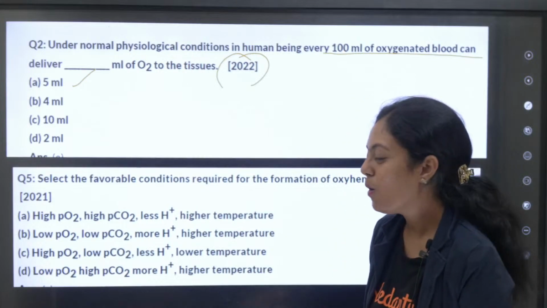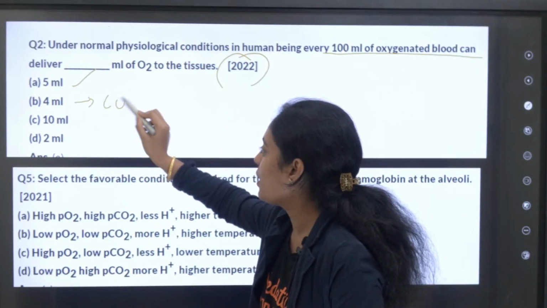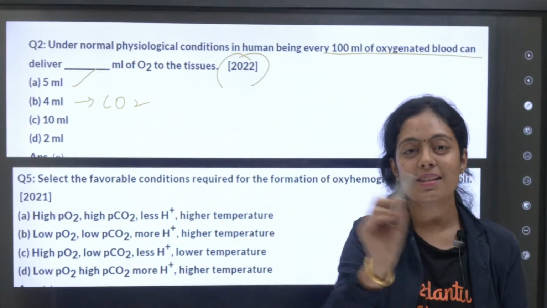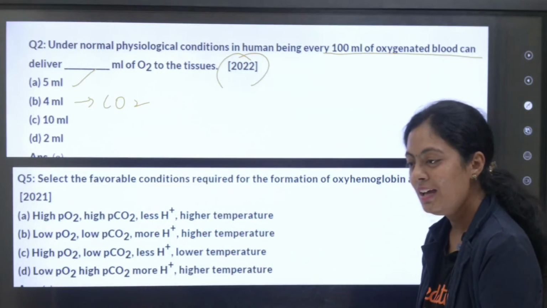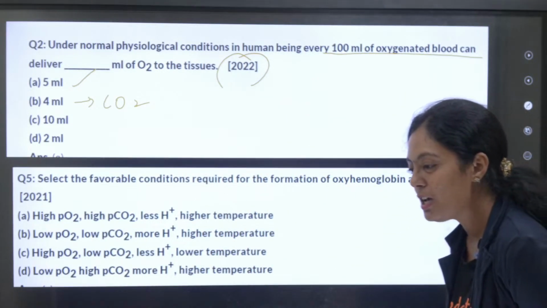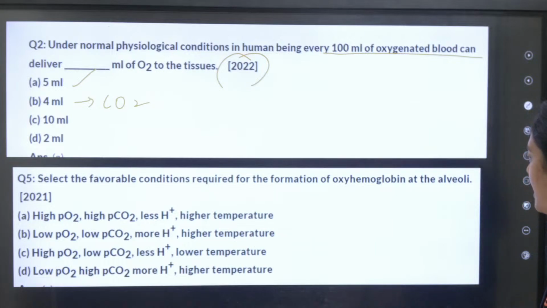5 ml oxygen, 4 ml carbon dioxide is transported. Okay, everyone put it in the chat section. 5 ml oxygen, 4 ml carbon dioxide. Okay, now question number 5. Let me see how many of you will tell me the answer.